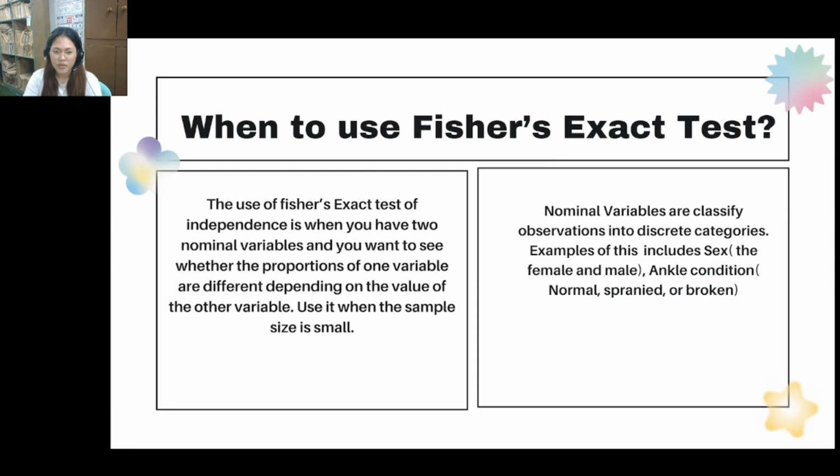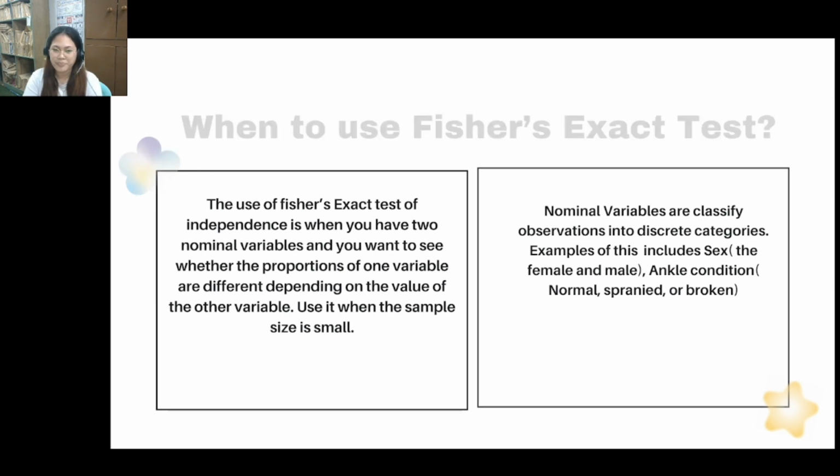Okay, nominal variables are classified observations into discrete categories. So, for example, this includes sex. So, the sex values are female and male. The ankle condition also has values: whether it is normal, sprained, or broken.